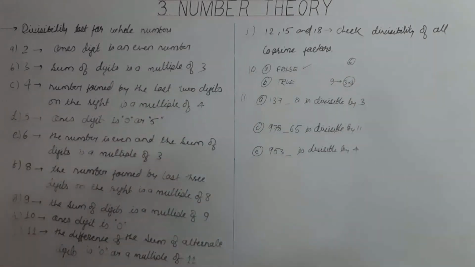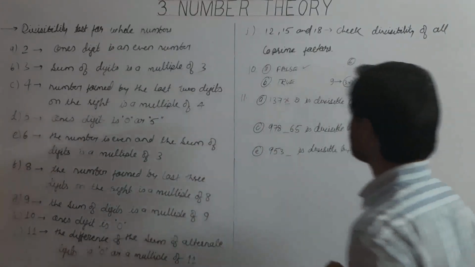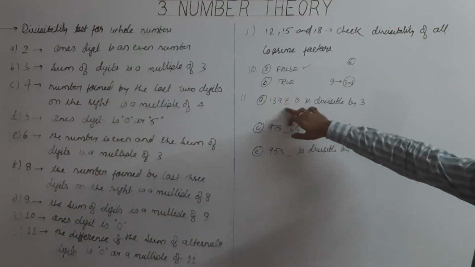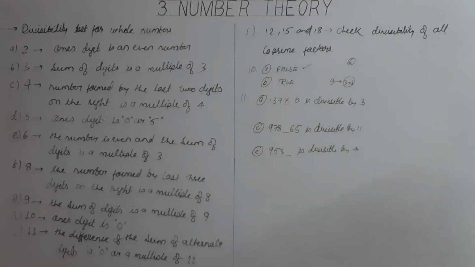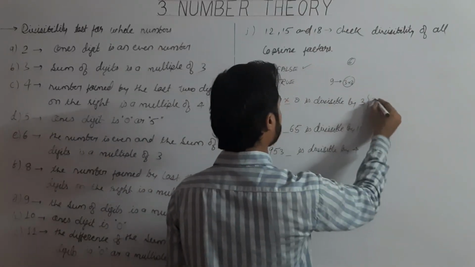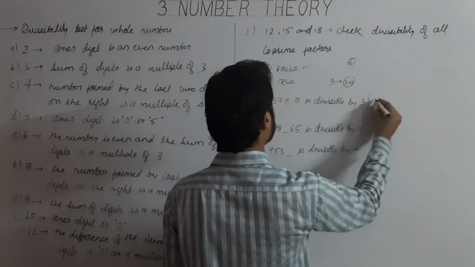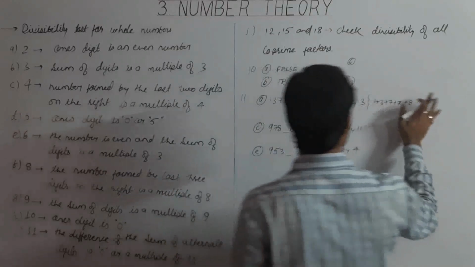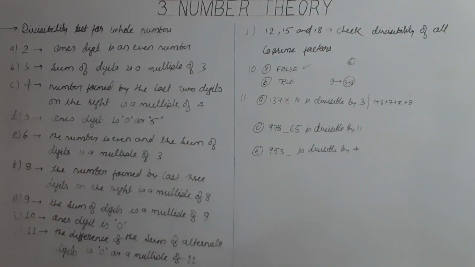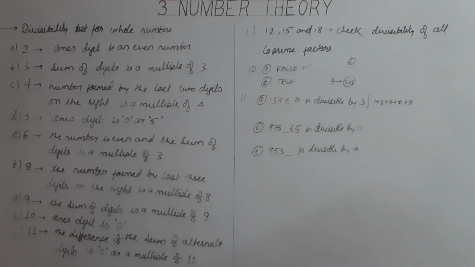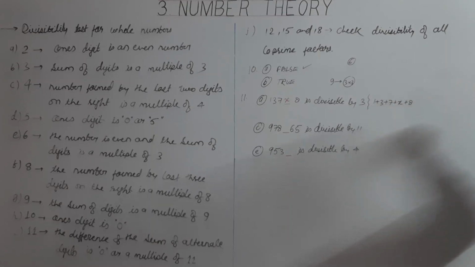In the first part, 137, missing number and 8. So say this number is x. Now this number is divisible by 3. For which minimum value of x is this number divisible by 3? For 3, the process is we have to add these numbers. So 1 plus 3 plus 7 plus x plus 8. If this total sum is a multiple of 3, then we can say that this number is divisible by 3. So we have to find the least value of x.